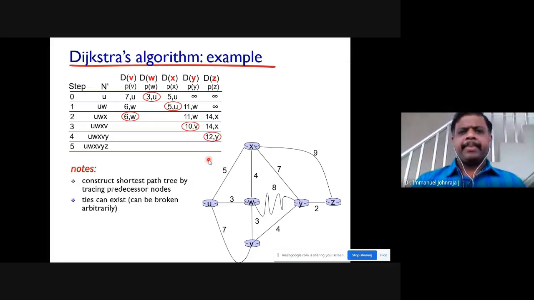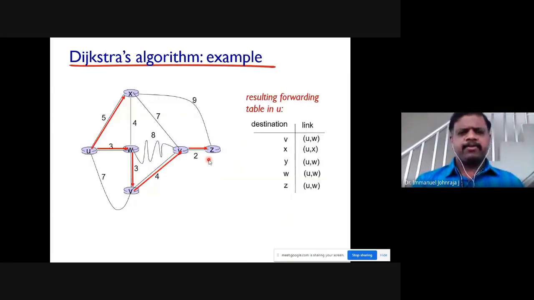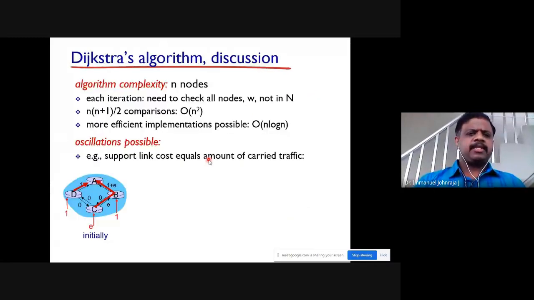All right, sir, is it the best algorithm? We won't say this is the best algorithm. Even it can struggle for small things. That is what we are going to see before we wind up the session today. All right. So before we see the oscillation problem of Dijkstra, we'll see the algorithm complexity.